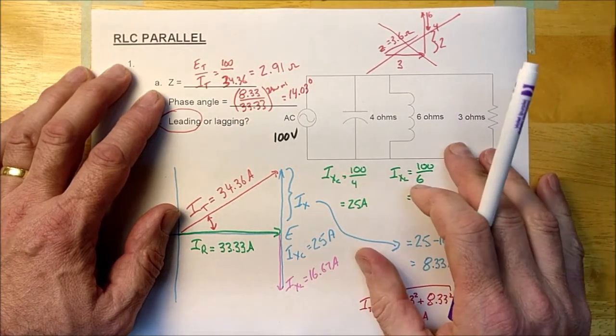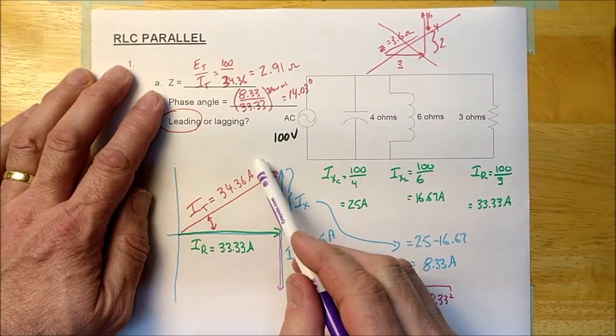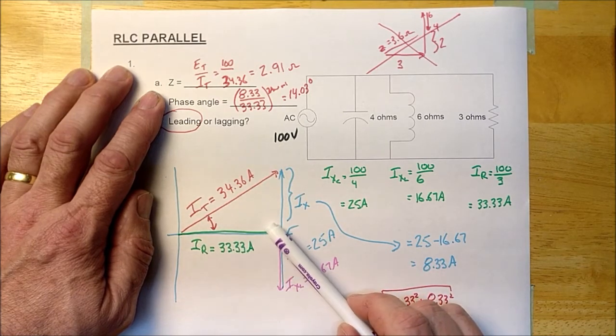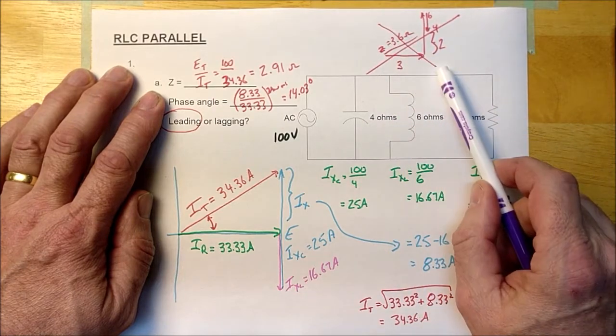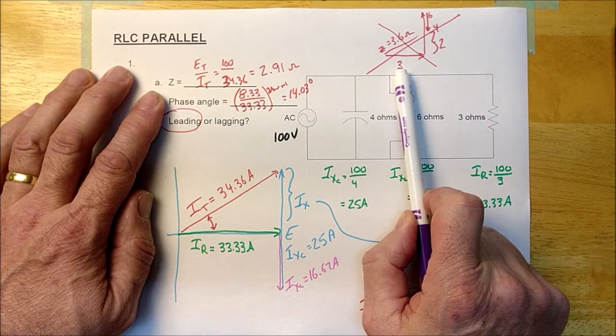Now, that is the only way to do a parallel circuit. There is only one legitimate phasor diagram for a parallel circuit, and that is a current phasor diagram. There is no such thing as an impedance phasor diagram, and just for fun I tried it here just to see if it would work.